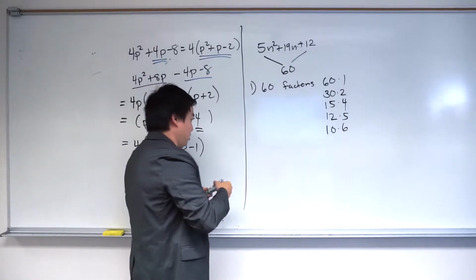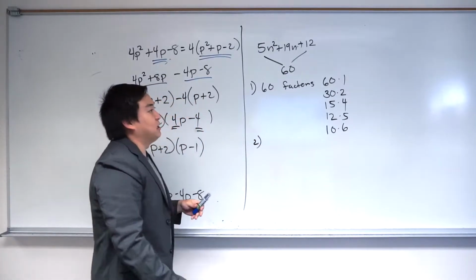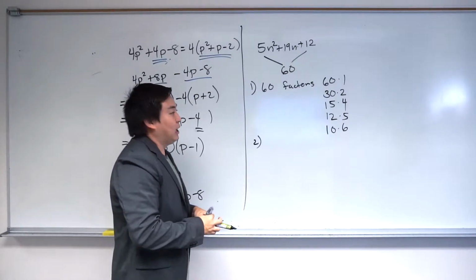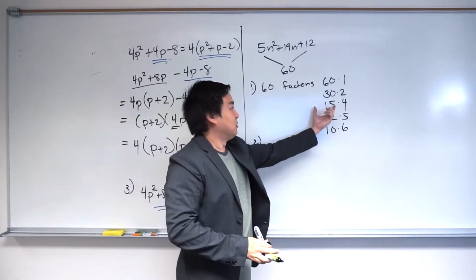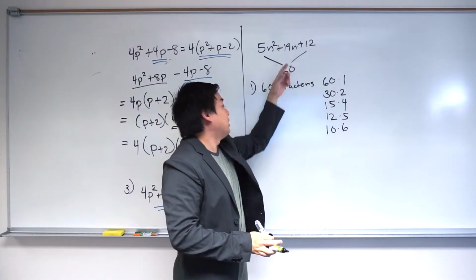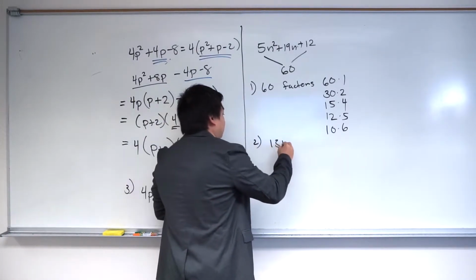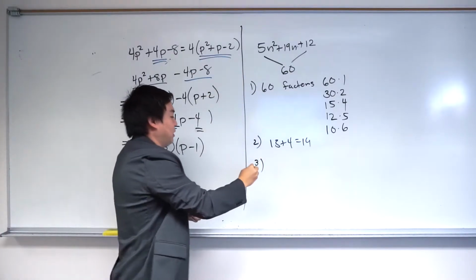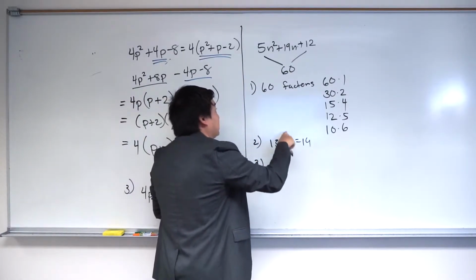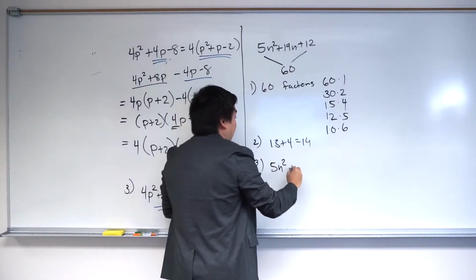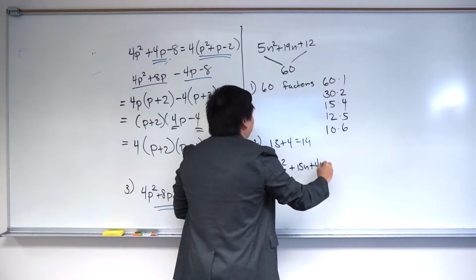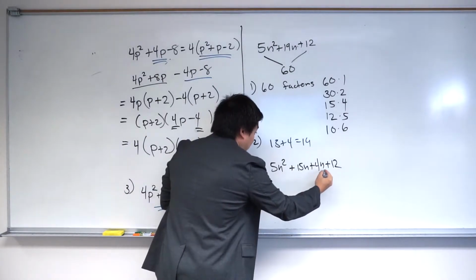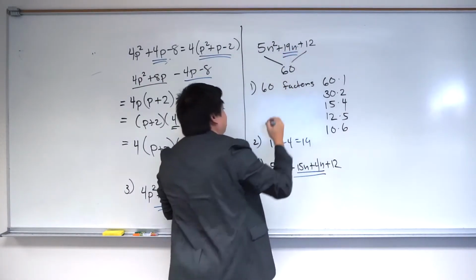Step 2 is, again, take those factors, either add them or subtract them to get 19. And I think these numbers are fairly nice that you can see 15 and 4 adds up to give you the 19. So 15 plus 4 is the 19. And then step 3 was to take the original polynomial and split the 19n as 15n plus 4n plus 12. So again, I'll highlight that this part is that part.